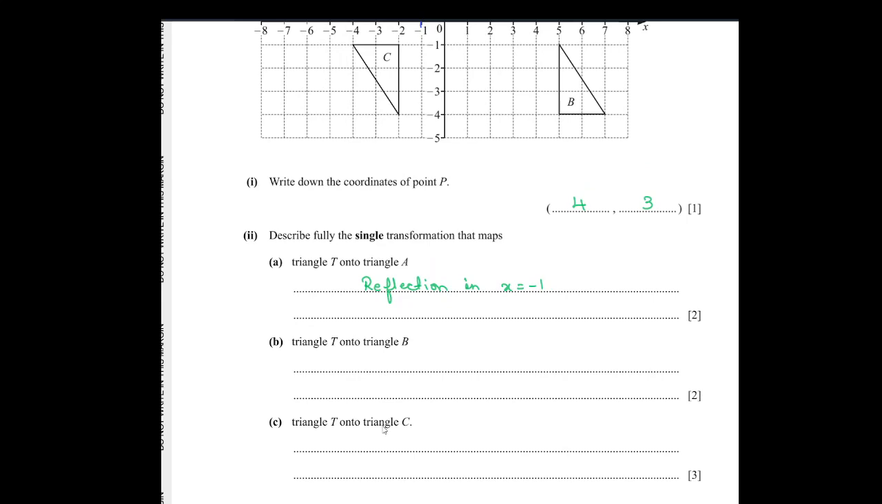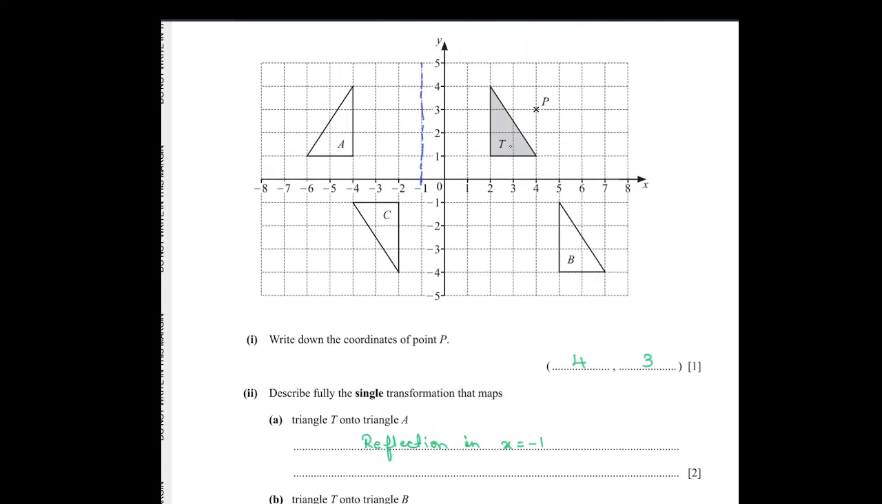Question number B. Triangle T onto triangle B. So when you see these 2 triangles, triangle T and B, it is getting shifted, that is replaced from the same position, same alignment, but got a different place. So it's a translation, but for translation you have to check the vector also. So let us check.